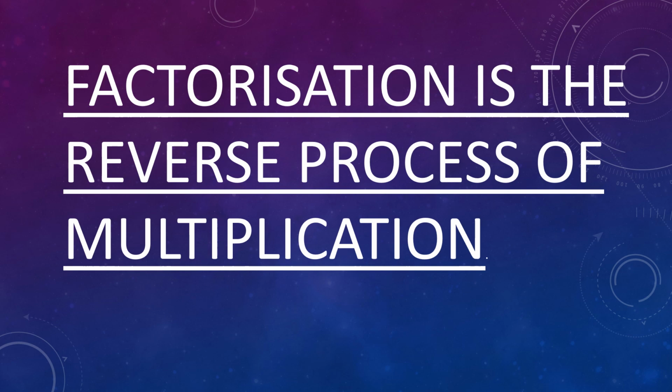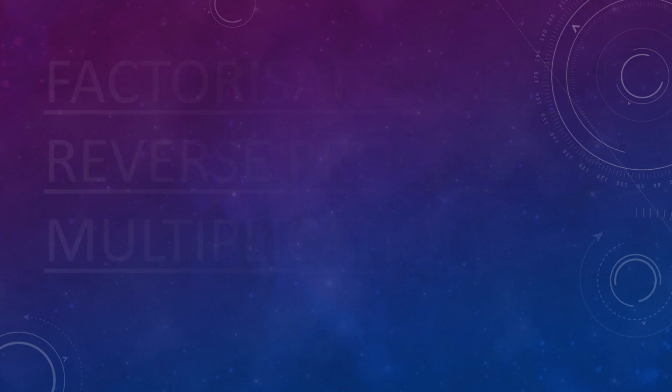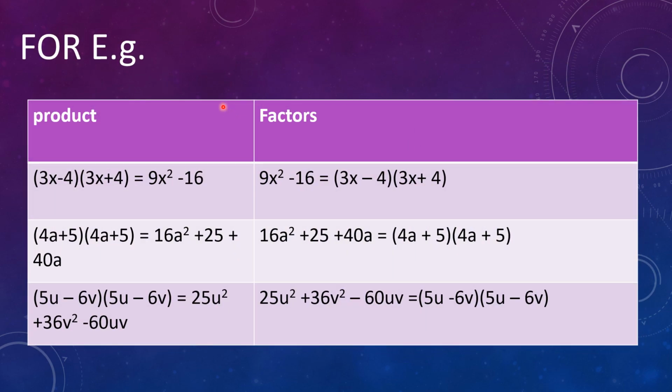And you can check that in the coming up slide. We will go through a table and see that factorization is the reverse process of multiplication. How? I am showing you. Now just see. One side I have written products, another side I have written factors. Now you look in the column of only product. Don't look at the other side. You look only for the product.